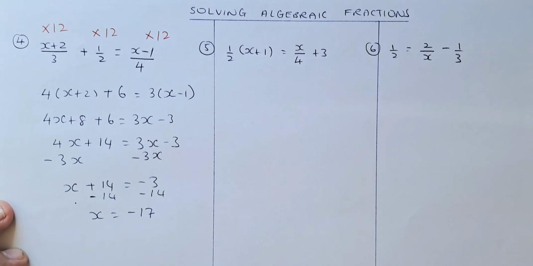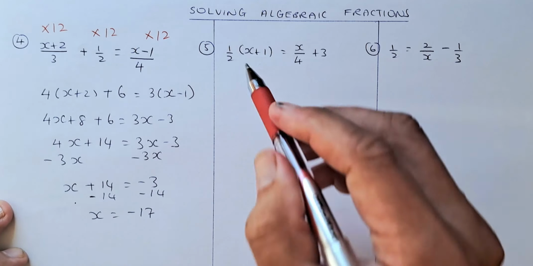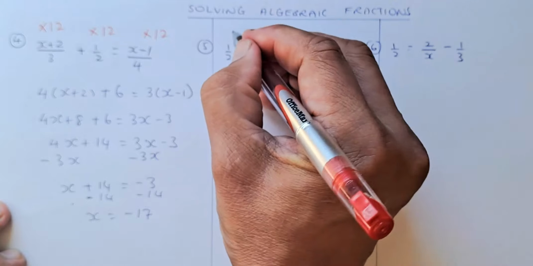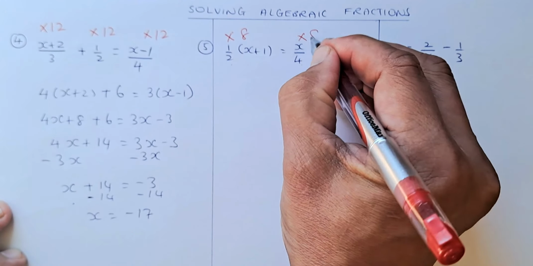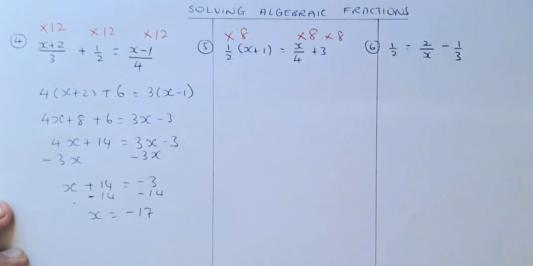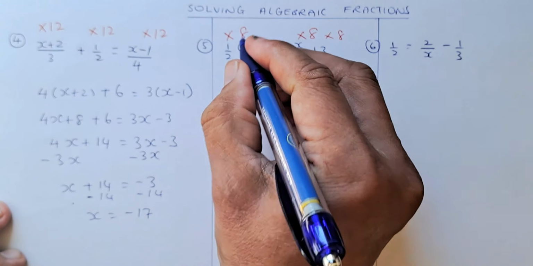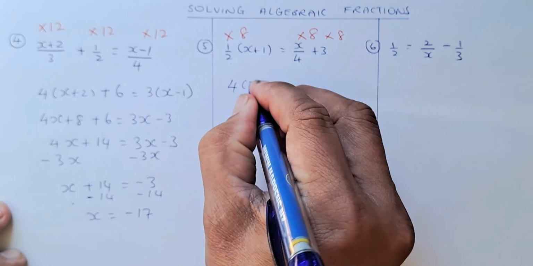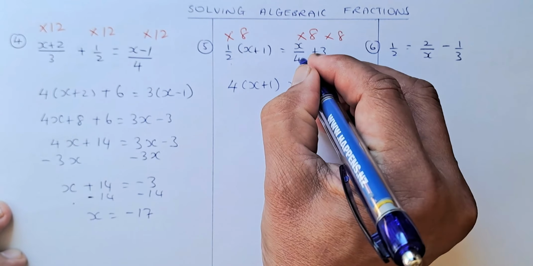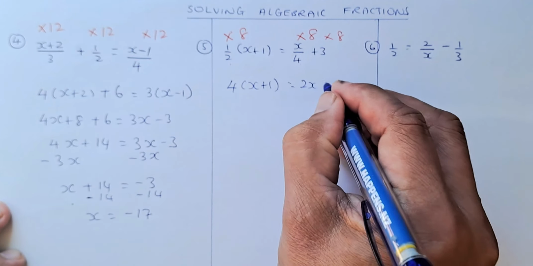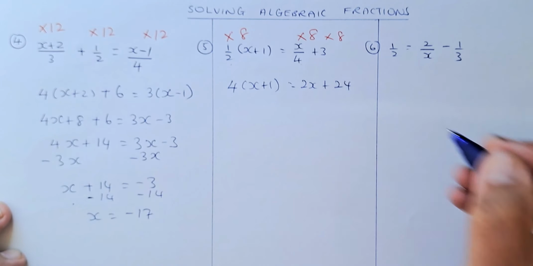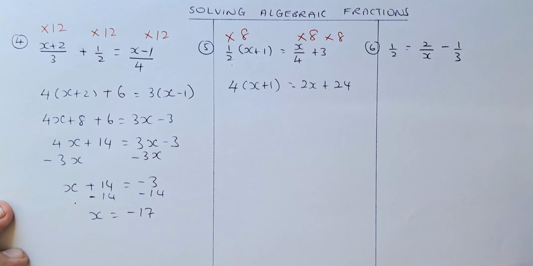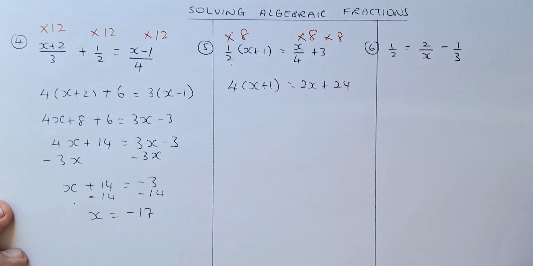Okay, next question. 1/2(x + 1) = x/4 + 3. And the lowest common denominator is 8. So you're going to multiply by 8 for each term. So the first expression, 8 divided by 2 is 4, so 4(x + 1). The second expression is going to be 2x. And the third expression is going to be 24. Oh, actually, you can multiply by 4, but 8 is fine too, okay?